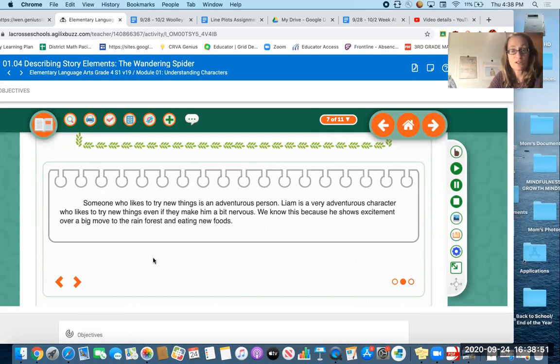Liam is a very adventurous character who likes to try new things, even if they make him a bit nervous. So there is your response to the prompt. We know this because he shows excitement over a big move to the rainforest and eating new foods. That's just the introduction, boys and girls. So this right here, that is your hook. You're trying to get the reader to want to read your writing.